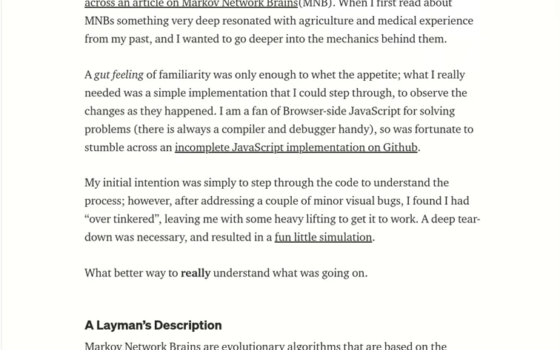I'm a fan of browser-side JavaScript for solving problems. There's always a compiler and a debugger handy, so I was fortunate to stumble across an incomplete JavaScript implementation on GitHub. My initial intention was simply to step through the code to understand the process. However, after addressing a couple of minor visual bugs, I found I had over-tinkered, leaving me with some heavy lifting to get it to work. A deep teardown was necessary and resulted in a fun little simulation. What better way to really understand what was going on?